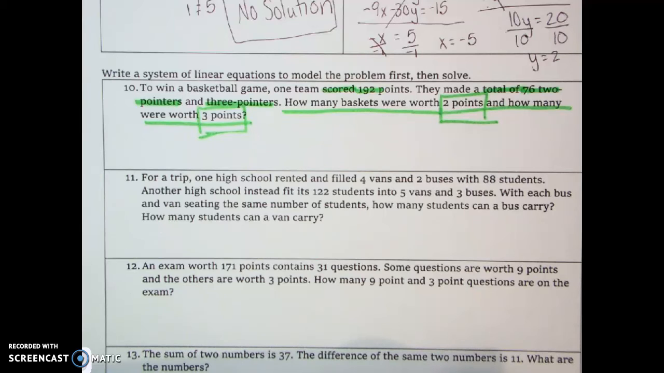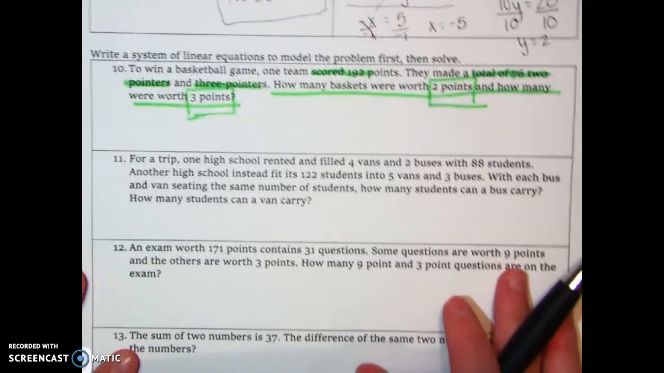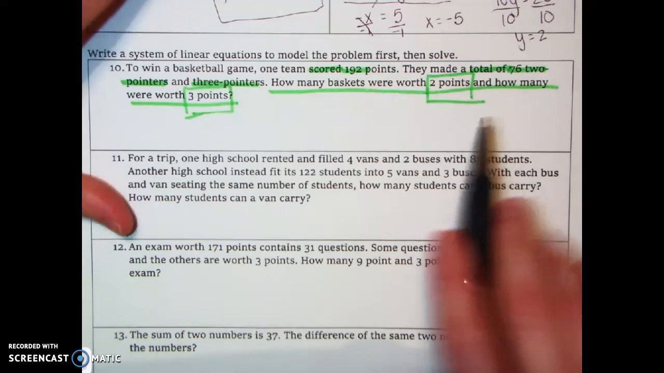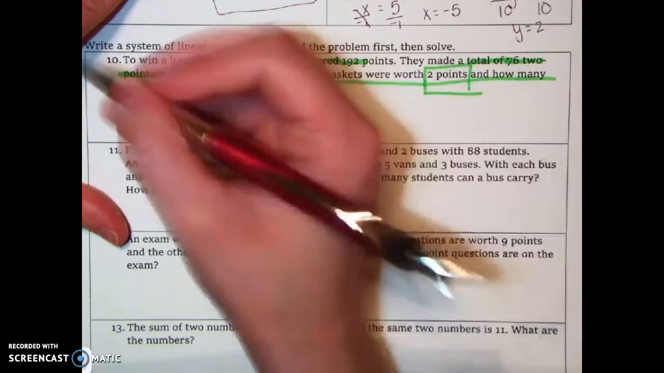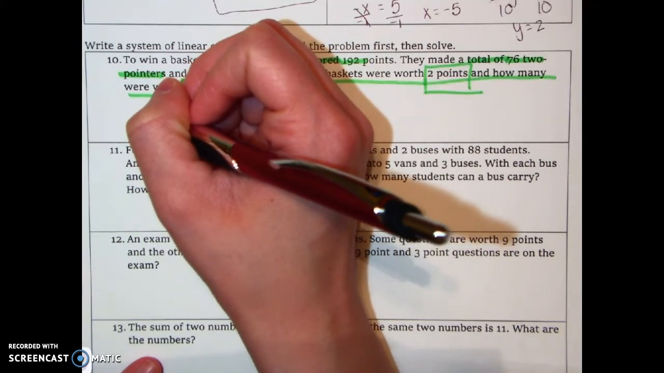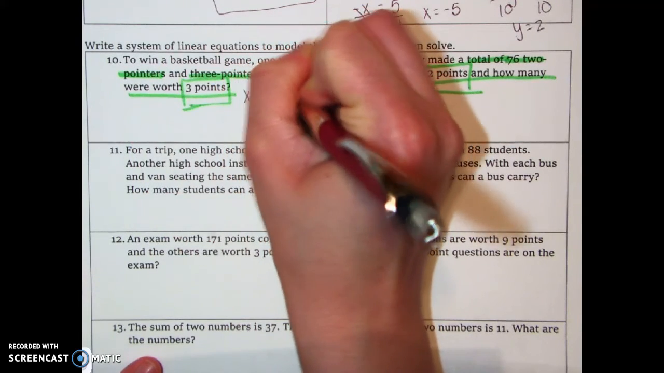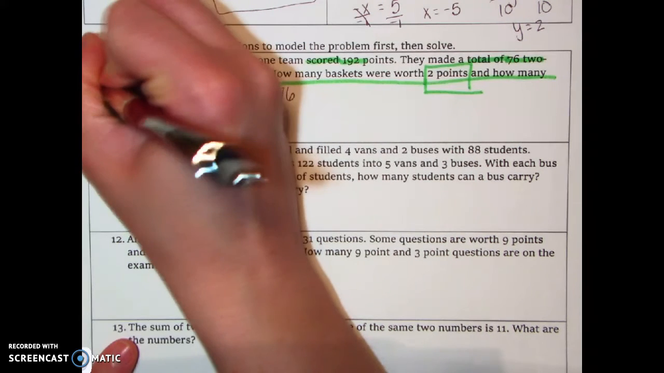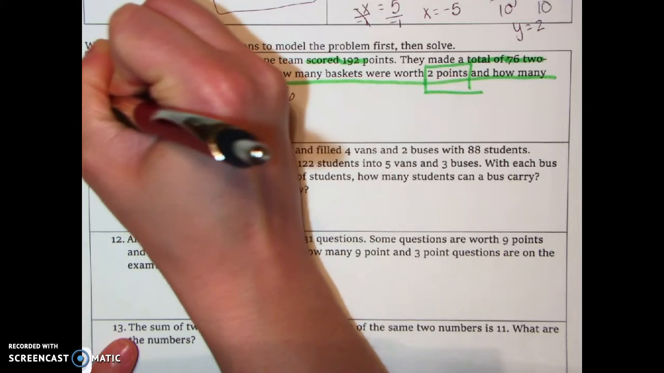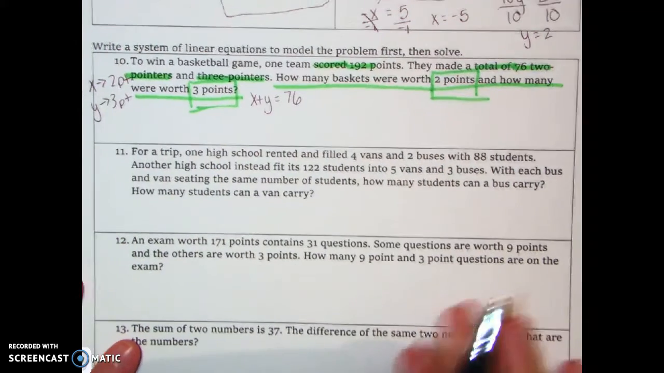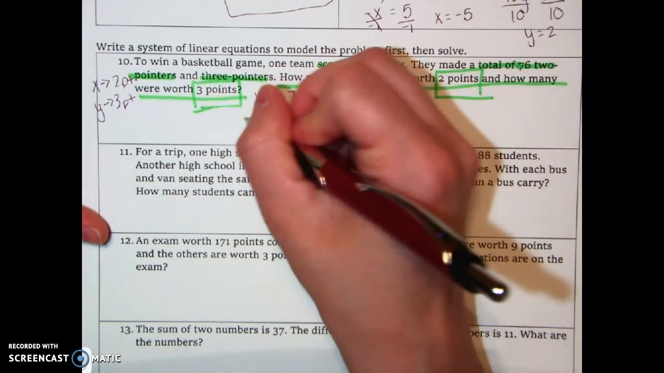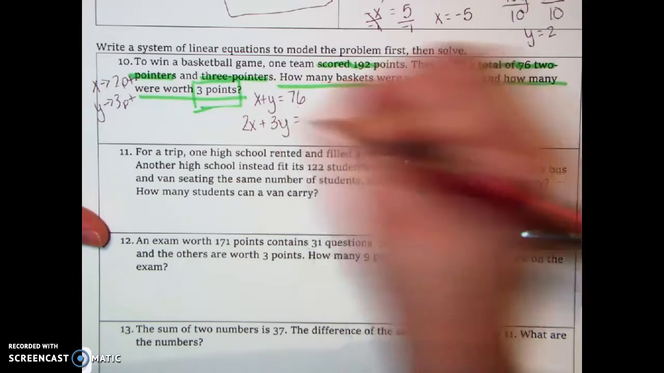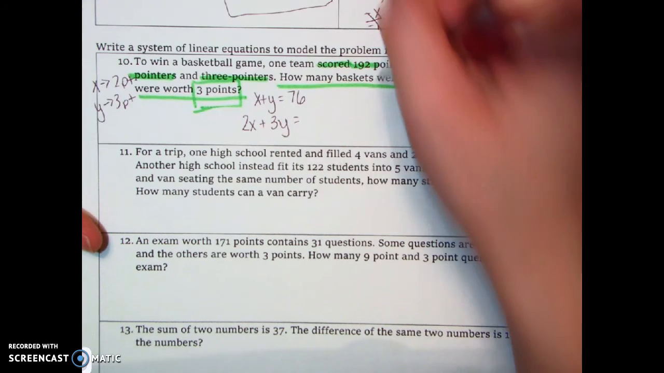Okay, so let's write our equations. Your first equation is just going to be x plus y equals however many shots there were. So in this case, 76. So first equation, x plus y equals 76. Okay, I'm going to say the x's are the 2 points and the y's are the 3 points. Okay, so now it's 2x, so 2-point shots plus 3y, the 3-point shots, equals how many points did they score total? 192.